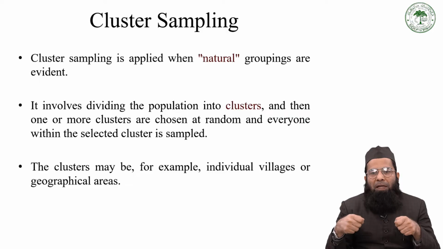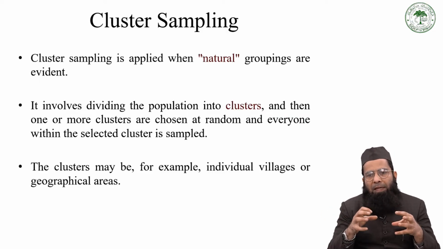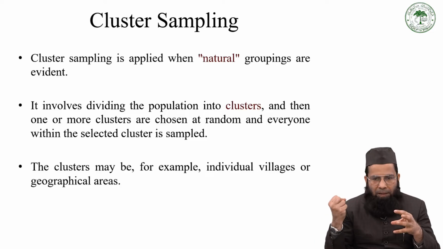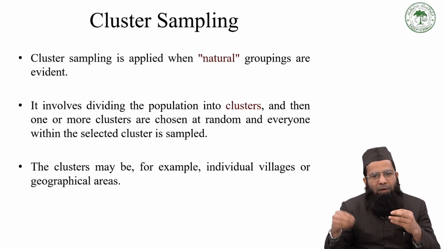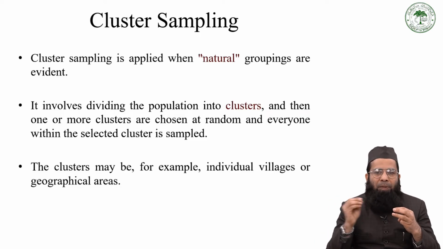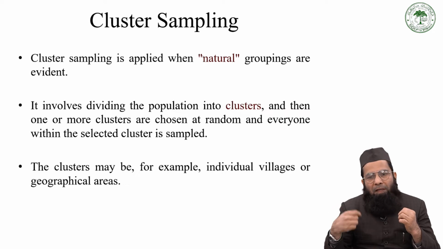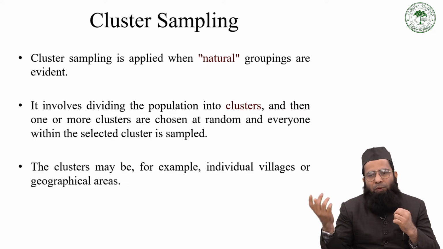It involves dividing the population into clusters. First, we divide the population into clusters, and then one or more clusters are chosen at random. And everyone within the selected cluster is sampled, right? The clusters may be, for example, individual villages or geographical areas, so individual states and so on.